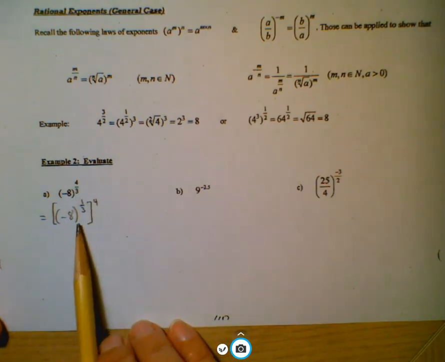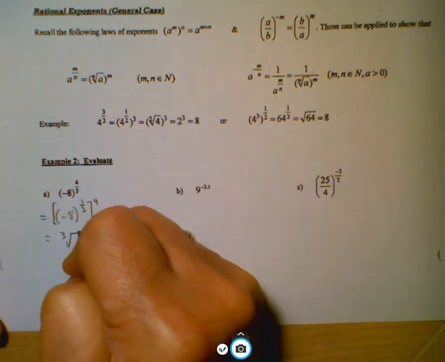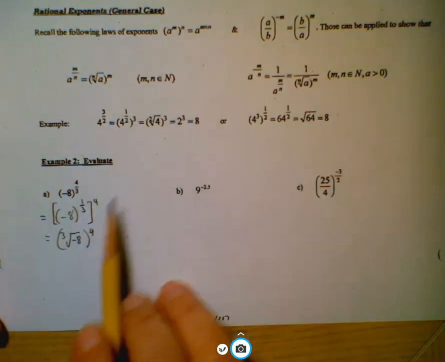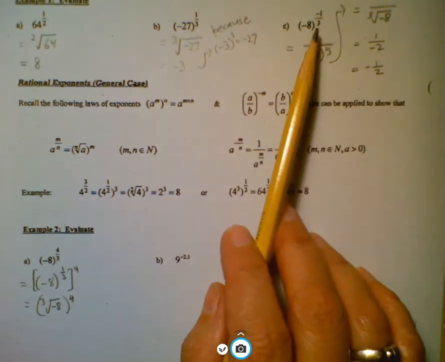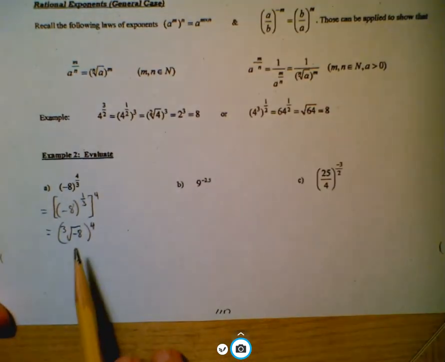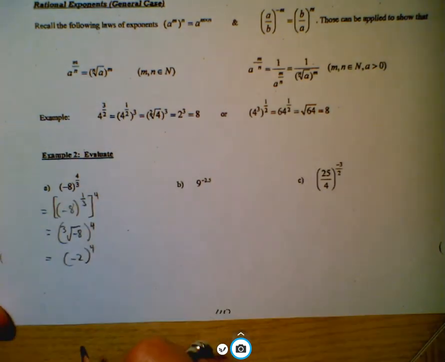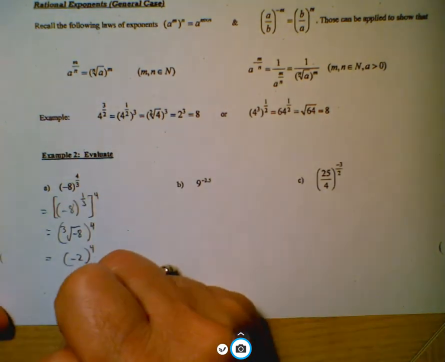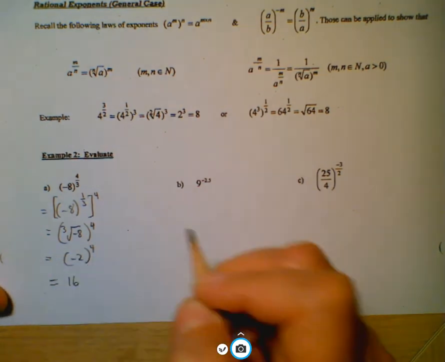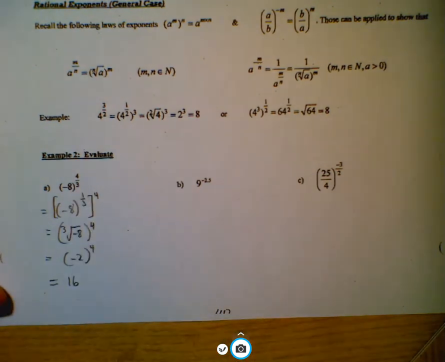The reason I did that is because -8 to the 1/3 is the cube root of -8. That's easy to figure out because I've already done it. I have it up here. The cube root of -8 is -2. So this now is -2 to the exponent 4. And that's -2 times -2 times -2 times -2, which is 16. So without a calculator, I was able to figure out what this is.